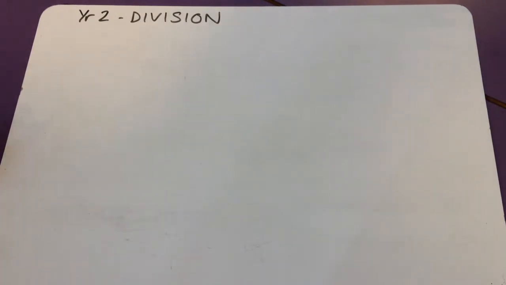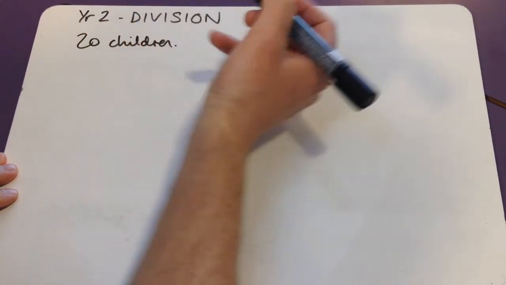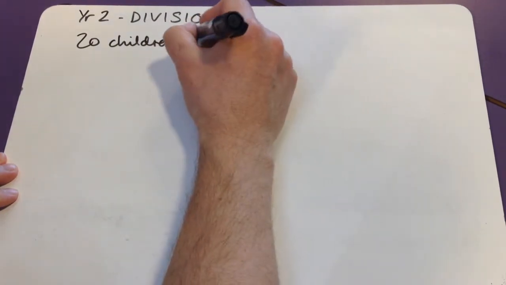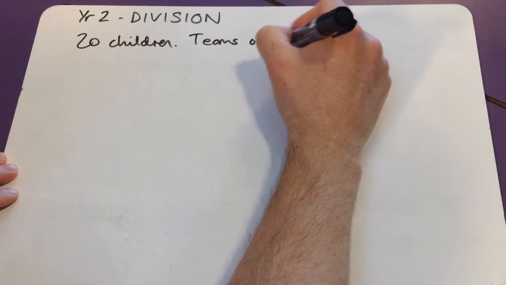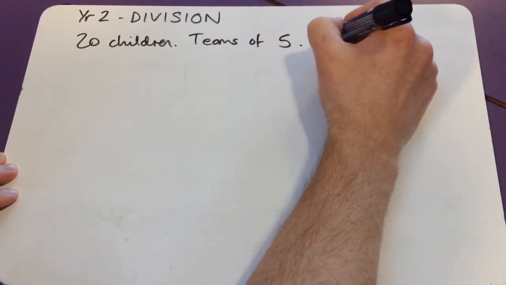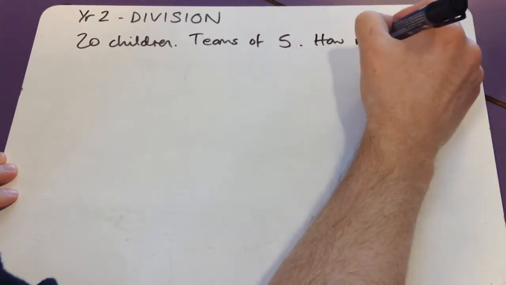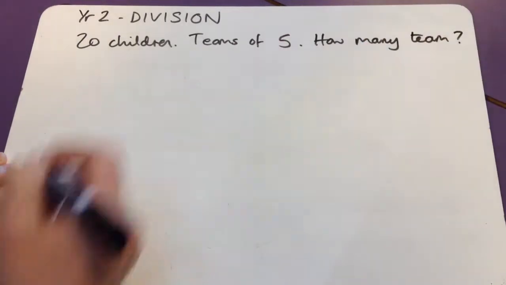Then we're going to look at how we divide two-digit numbers by a single digit. So if we take a context of there are 20 children and we want to put them into teams or groups of 5, and we want to find out how many teams that will make. How many teams will that give us?